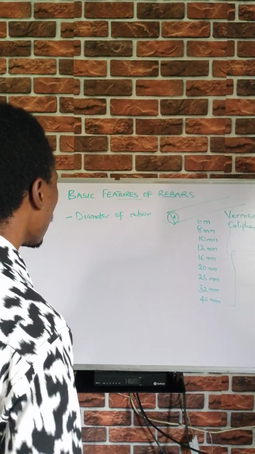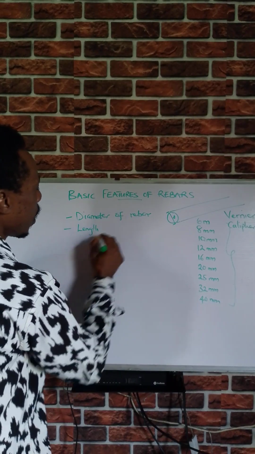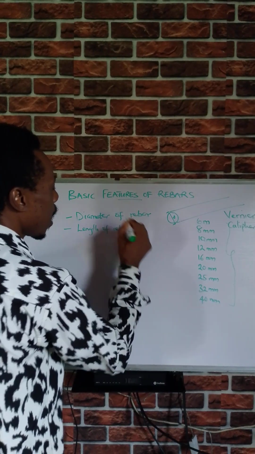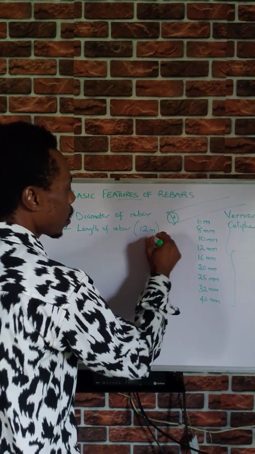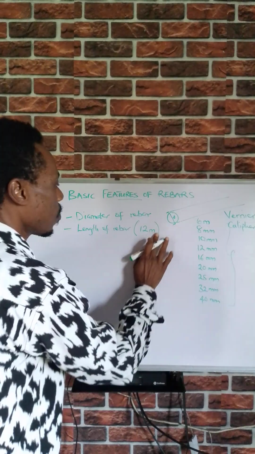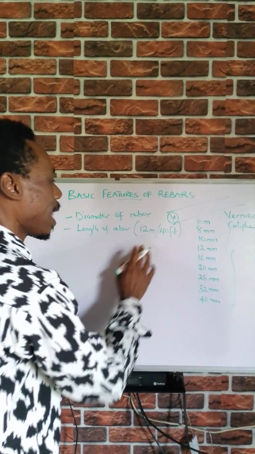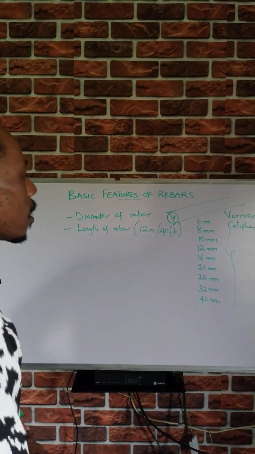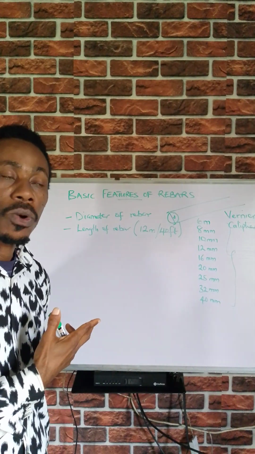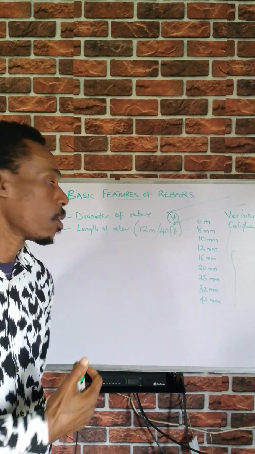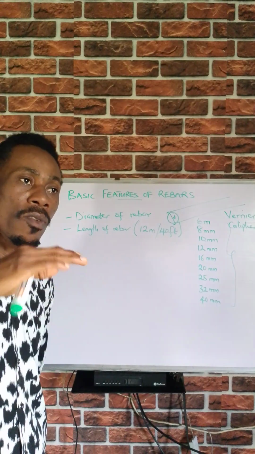So with your micrometer or vernier caliper, you can determine the diameter of these various sizes of reinforcement. Another feature that we are expected to look at is the length of rebar. The length of rebar by standard is 12 meters, or 40 feet. Most reinforcements we have are less than this length, but we must look out for this length, because it enables us to calculate the quantities of reinforcement for our structure.